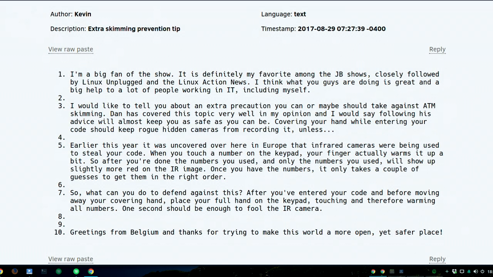So what can you do to defend against this? After you've entered your code and before moving away your covering hand, place your full hand on the keypad, touching and therefore warming all the numbers. 1 second should be enough to fool the infrared camera.